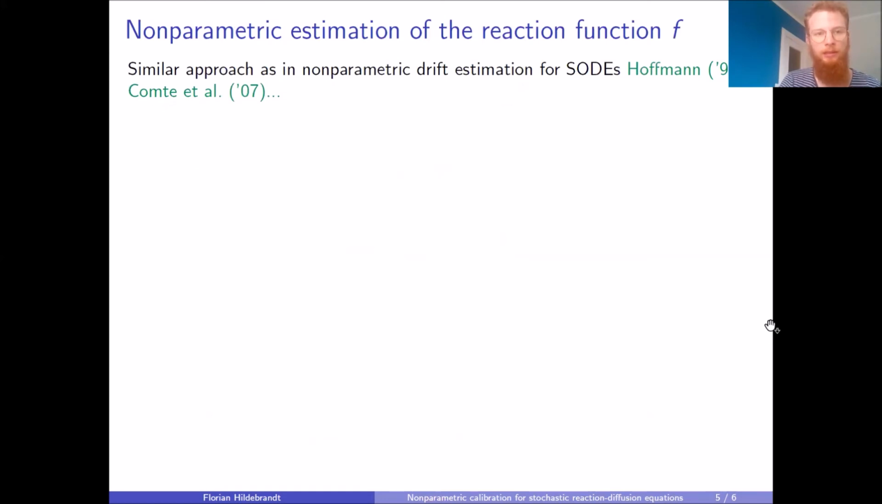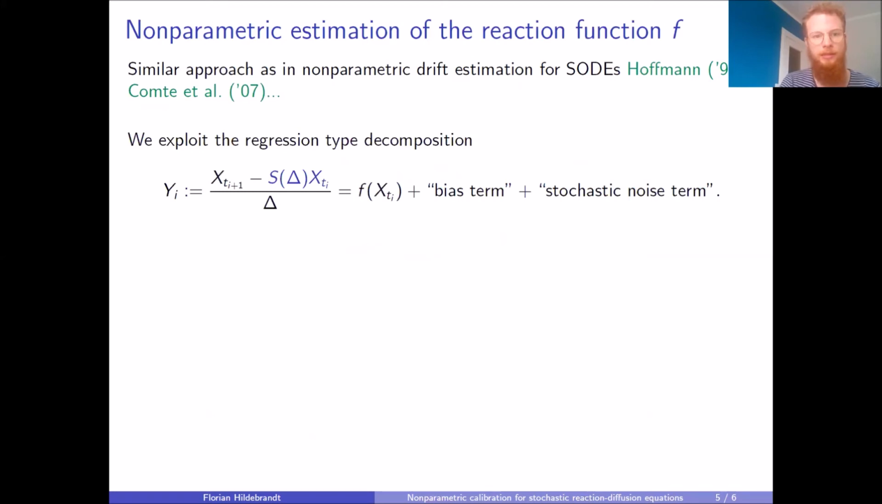So secondly, I would like to address non-parametric estimation of the reaction function. And here we have used a similar approach as in non-parametric drift estimation for finite dimensional stochastic differential equations. And as in the latter case, the idea is to use your observations to set up a regression model. And this works as follows.